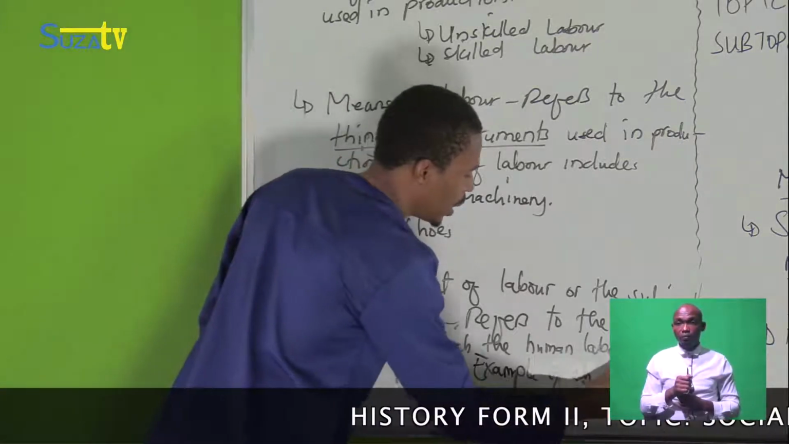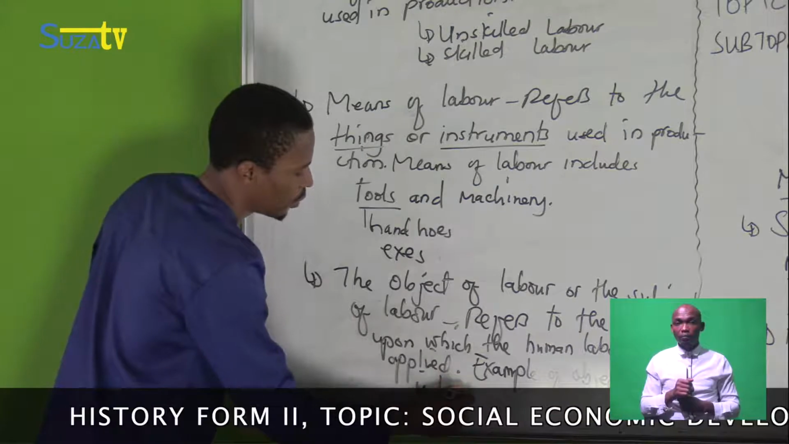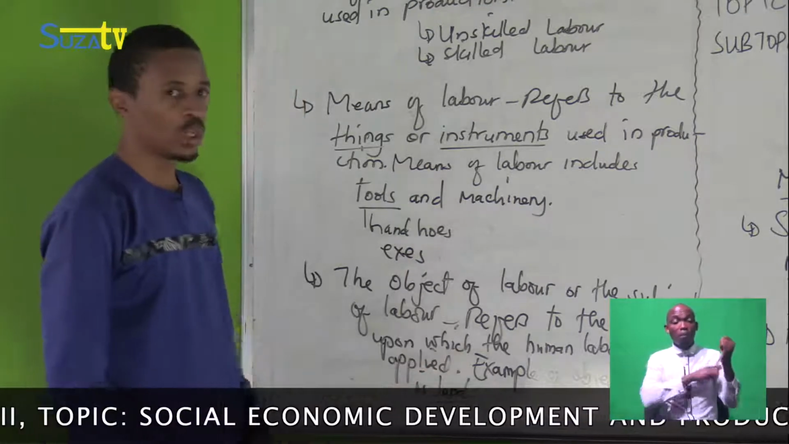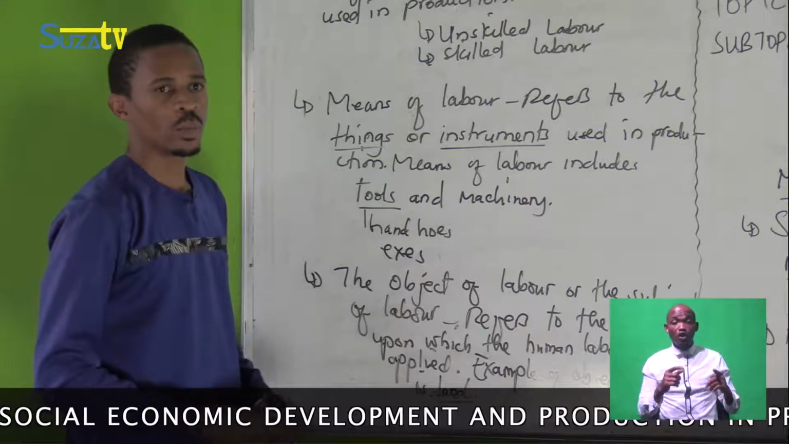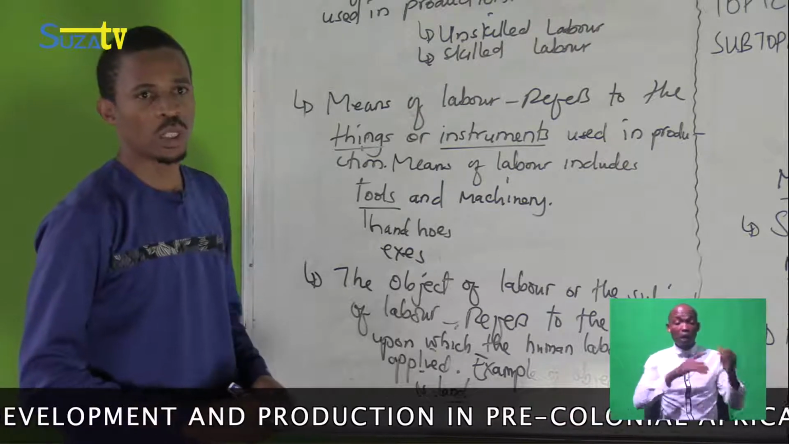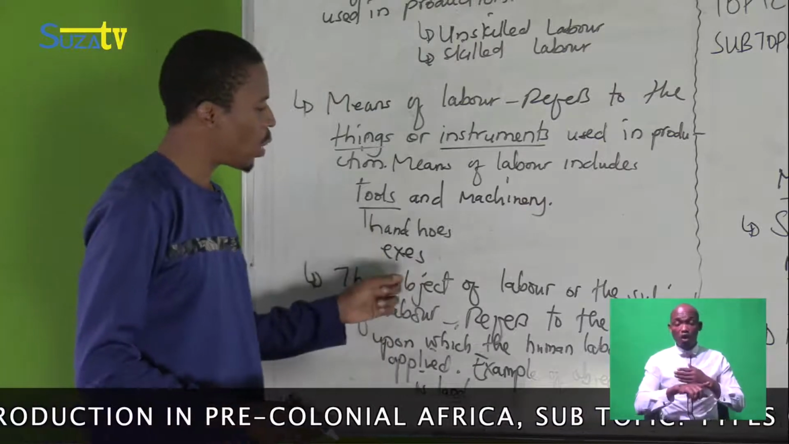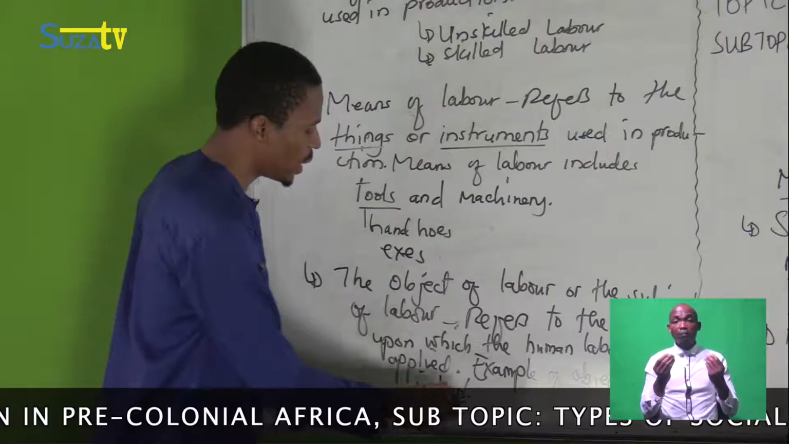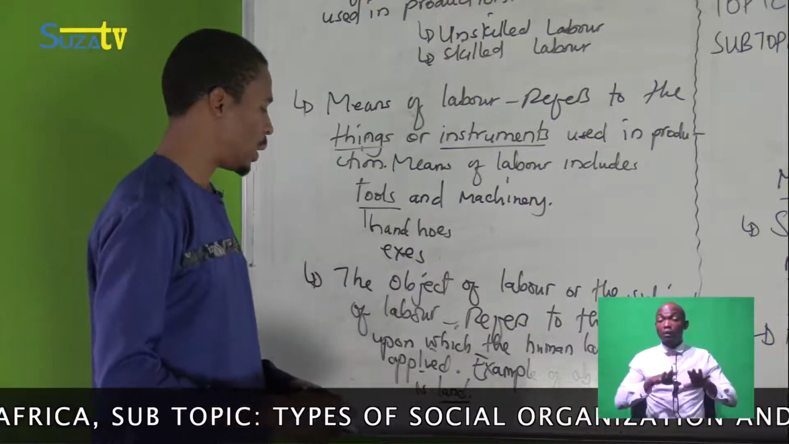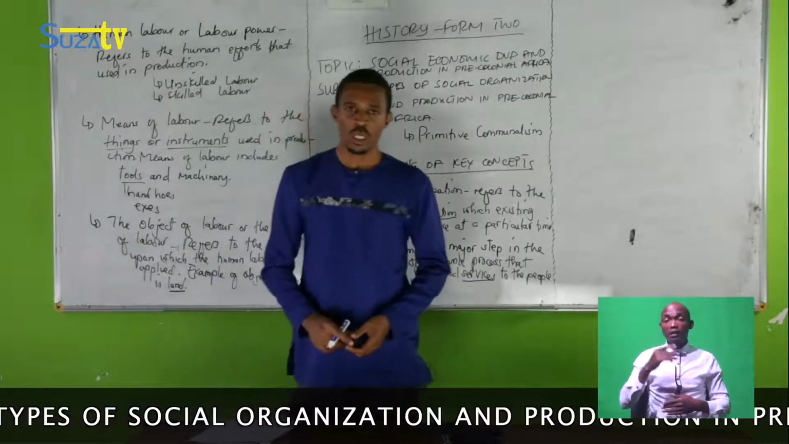Example of the object of labor. A simple example is land. From the land, people supply their power in producing various commodities through agricultural activities, or in extracting minerals. So the object or subject of labor, simply we can say, is the place or thing where human beings supply their power. And the example of object of labor is land. Are we together? Okay?